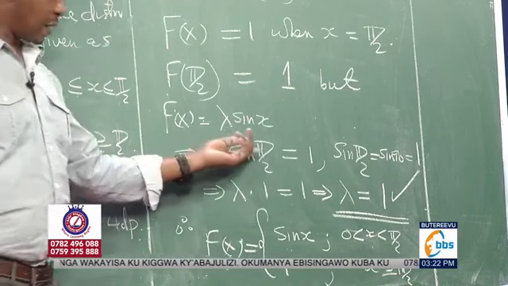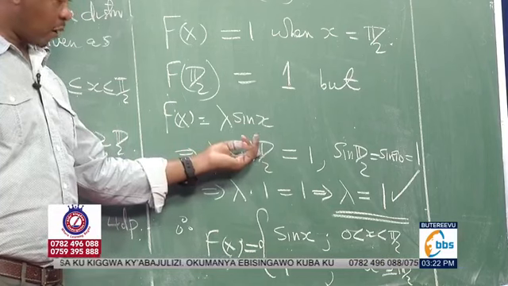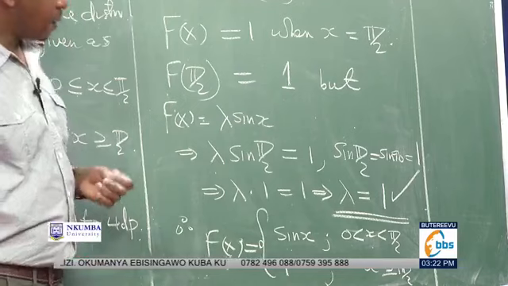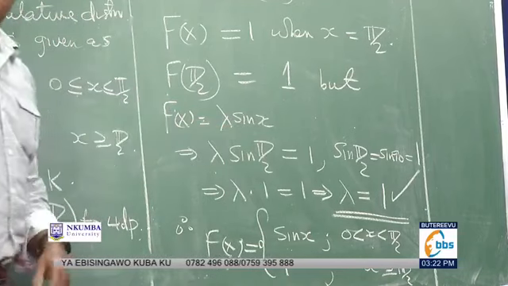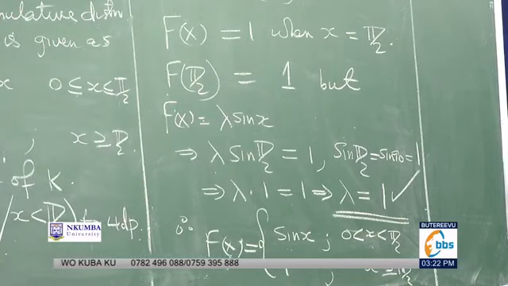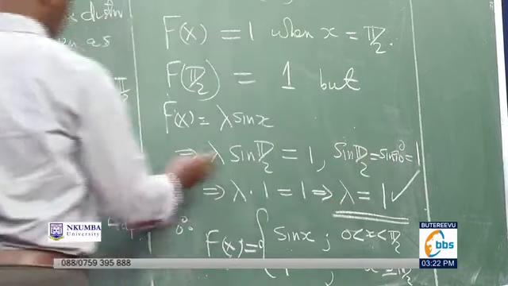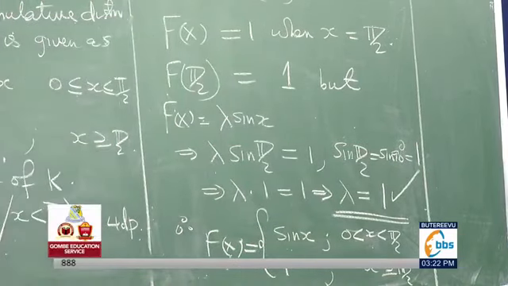If you are using a calculator, you can use radians. The sine of pi by 2 will definitely give you 1, or convert it to degrees, which will give you 90, and the sine of 90 degrees is equivalent to 1, and proceed to look for that constant. To find this, I will start from here.